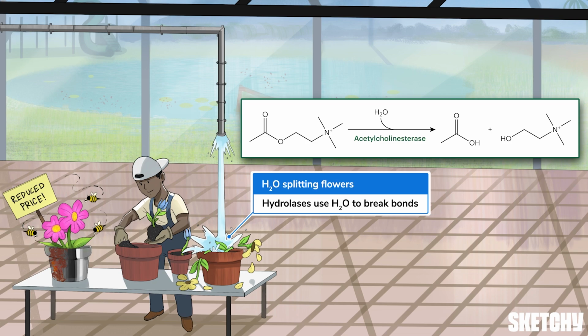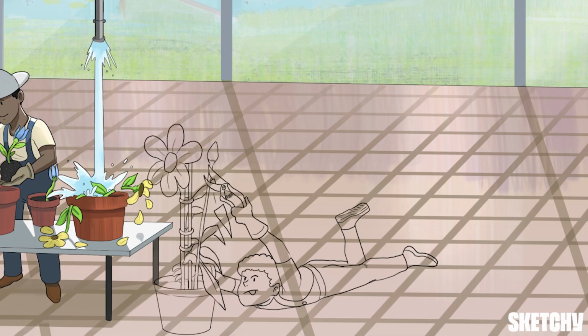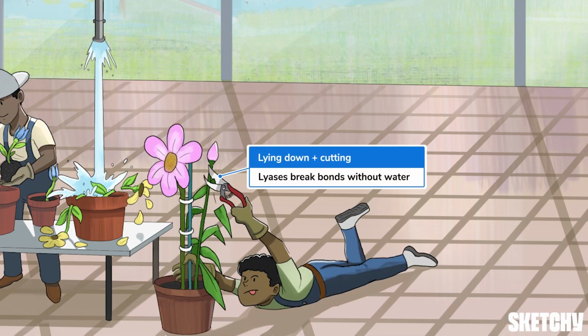In the body, this ultimately stops actin-myosin interactions and allows muscles to relax after contraction. Our next class of enzymes are lyases. Hence, this gardener lying down to get the perfect angle for that chop. And like this gardener, lyases break bonds without water.